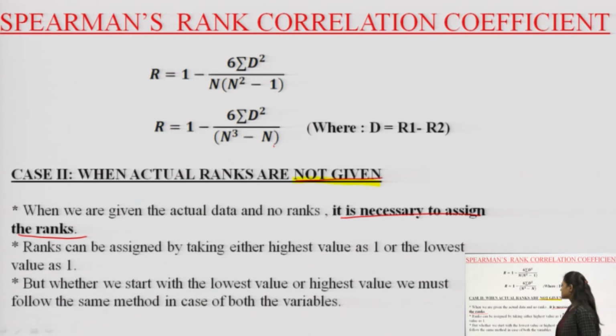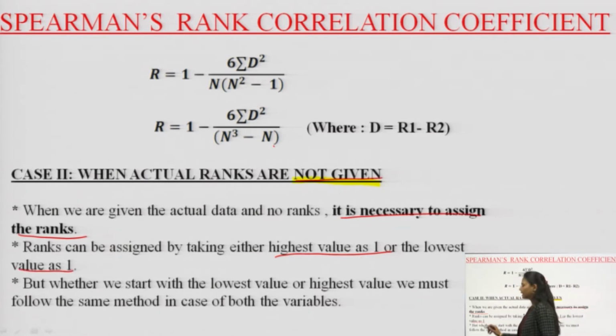The ranks can be assigned by taking either the highest value as 1 or the lowest value as 1. What does this mean? For example, if I want to give 10 marks to someone who is extra intelligent and 1 mark to someone who is less intelligent, I am giving the highest value to somebody or the lowest value to somebody, but that procedure should be the same in both the series or both the variables.